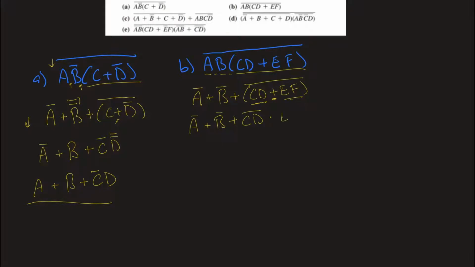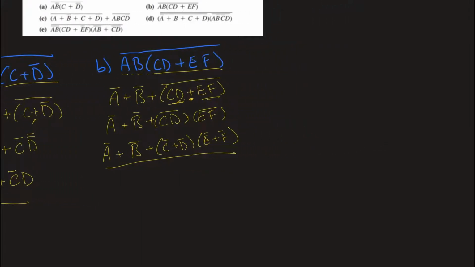And notice, because this is becoming an AND like that, I'm going to want parentheses around these. And so that's going to be A naught or B naught or C naught or D naught, ANDed with E naught or F naught. And again, that's why it's so important to take it step by step, because whenever you switch an OR to an AND like this, you want to be careful and use parentheses. Alright, so this is our answer for B.